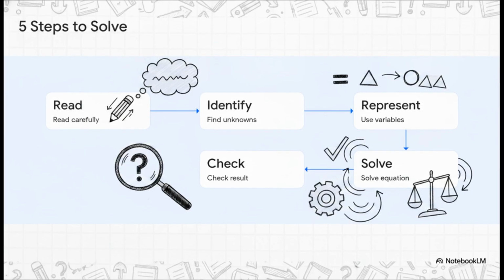First, read the problem carefully. Second, identify the knowns and unknowns. Third, represent those unknowns with variables. Fourth, solve the working equation. And finally, check if the result actually makes logical sense. When you think about it, it's really just reading comprehension disguised as math.